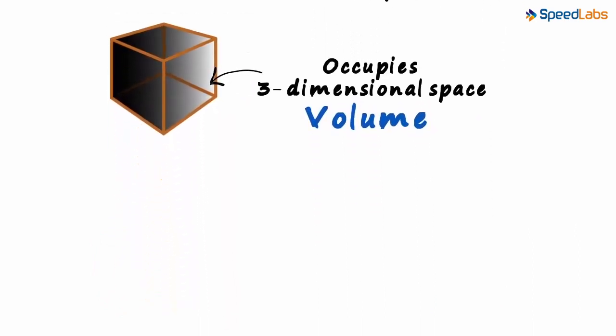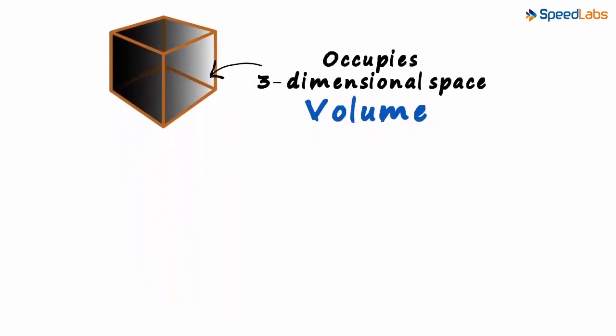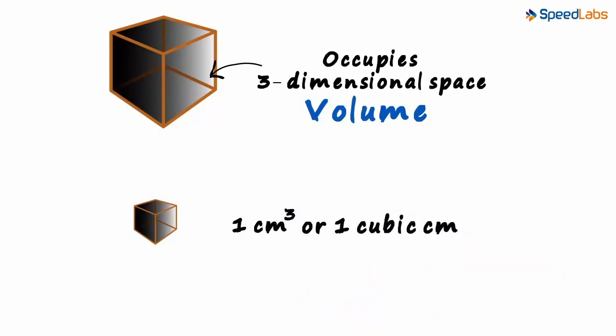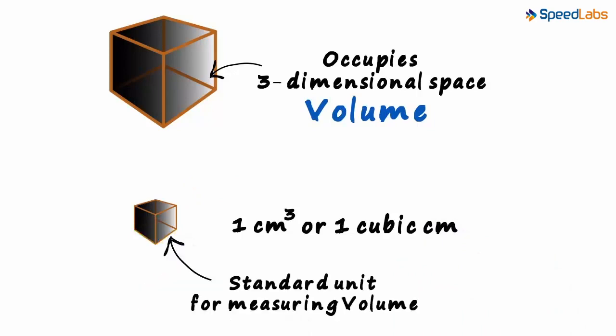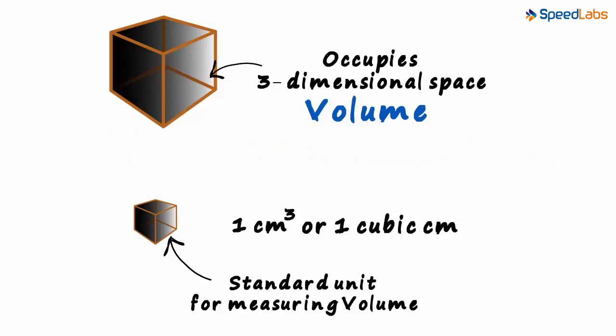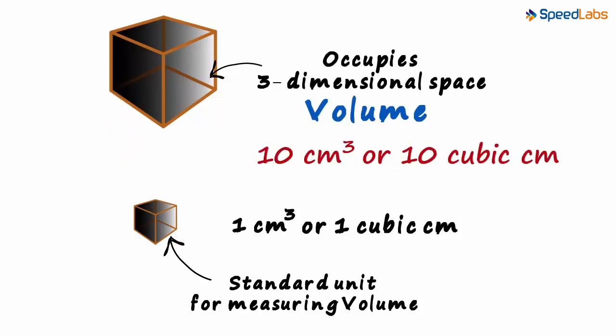To understand that, we need to understand that every cuboid is made up of tiny little cubes. The volume of this little cube is 1 centimeter cubed or 1 cubic centimeter. Each edge is equal and is 1 centimeter in length. And this is the standard unit for measuring volume of small solids. If this big cuboid is made up of 20 such little cubes, then its volume would be 20 cubic centimeters. If it is made up of 10 such standard cubes, it will be 10 cubic centimeters.